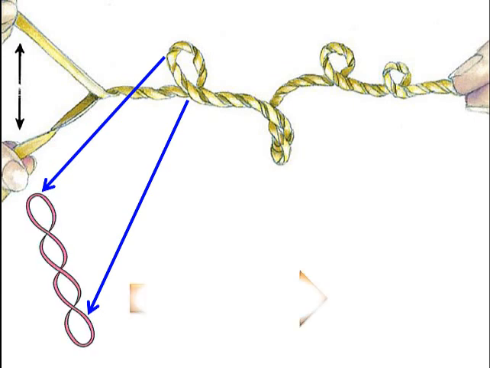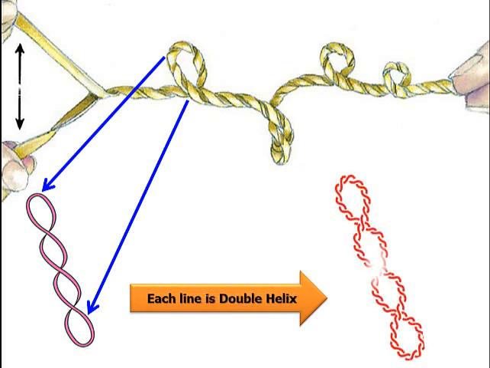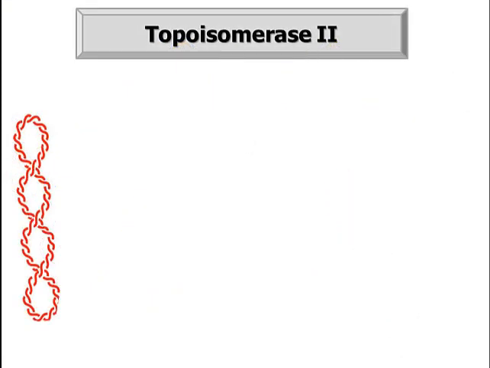In fact, each line here is a double helix. Let's have a closer look at the exact place this double helix crosses over another section of its gigantic molecule. It would be something like this.